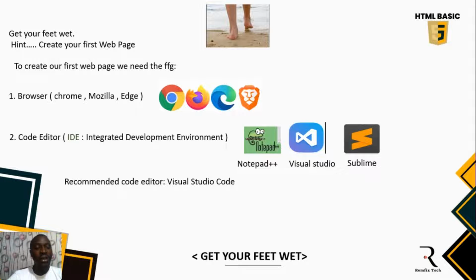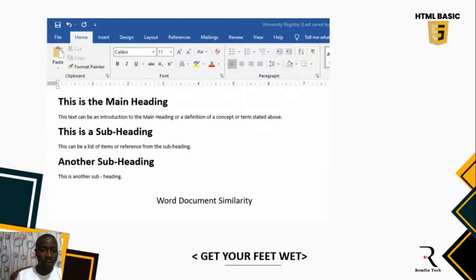We need a browser. It can be Chrome, Mozilla, Edge, or Brave, any browser you're using. And we also need a code editor. A code editor is a kind of IDE, an integrated development environment, whereby you can code and develop new concepts and new ideas. We have different ones: Notepad++, Visual Studio, and Sublime. But for this class we are going to be using Visual Studio Code. All right, let's go further to the next slide.